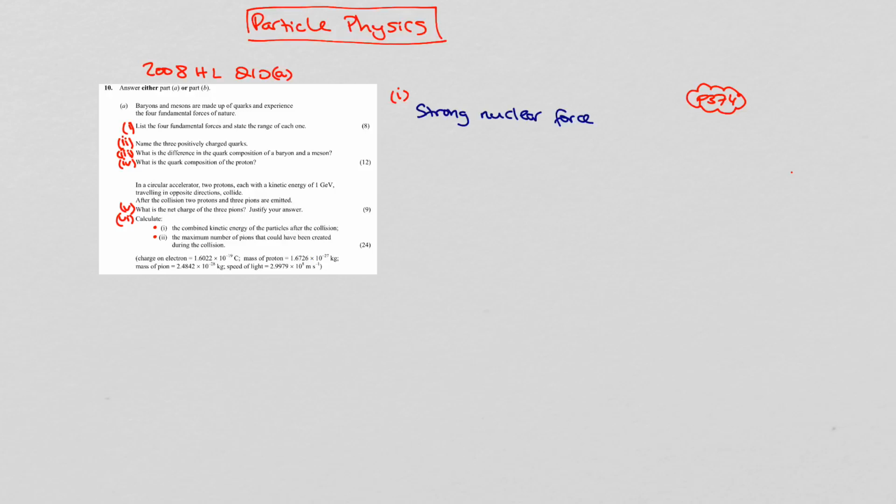And its range then is only a short range, right? Because it's obviously only acting on what's inside the nucleus. So let me write short range rather than range. So short range. It's acting on the materials inside the nucleus. The next one we have then is the electromagnetic force, and our electromagnetic force is infinite.